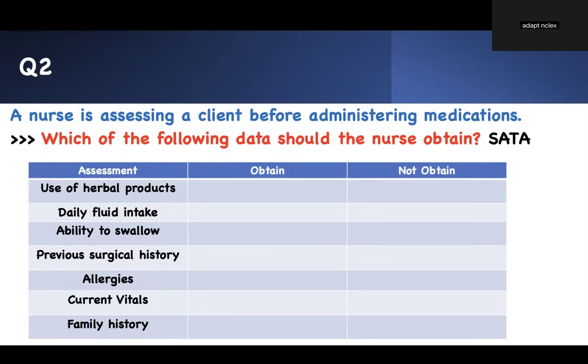A nurse is assessing a client before administering medication. Which of the following data should the nurse obtain? Select all that apply. That means, which of these do you think the nurse needs to obtain before they can give the medication?